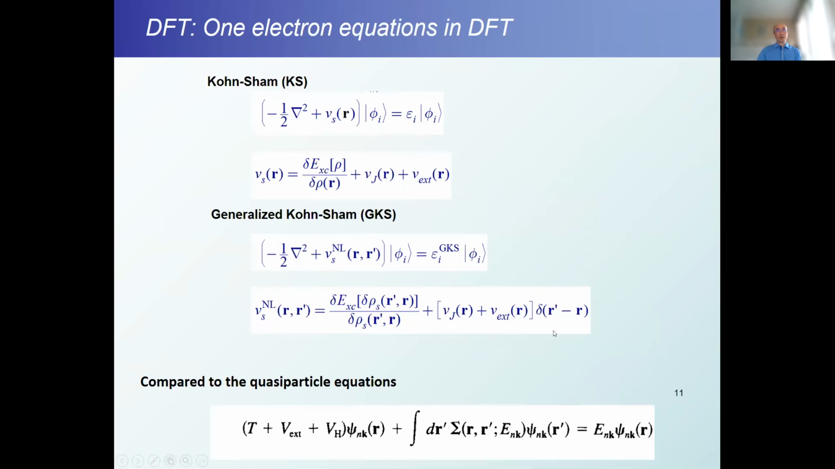For DFT, you have a very different set of equations. The Kohn-Sham equation, your regular Kohn-Sham equation, has a potential that is local but not energy dependent, or the generalized Kohn-Sham potential that is non-local and not energy dependent either. So the Kohn-Sham eigenvalues or the generalized Kohn-Sham eigenvalues, what is their meaning? Can they be related to ionization energy?